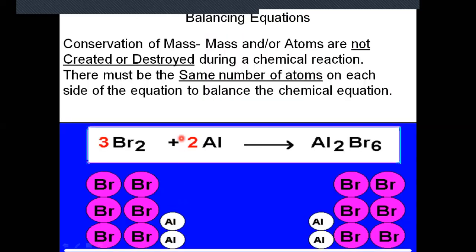We have to follow the law of conservation of mass, which we will study in detail in this chapter. It means that during a chemical reaction mass is neither created nor destroyed. It means that the number of atoms on both sides of the equation should be the same or equal.